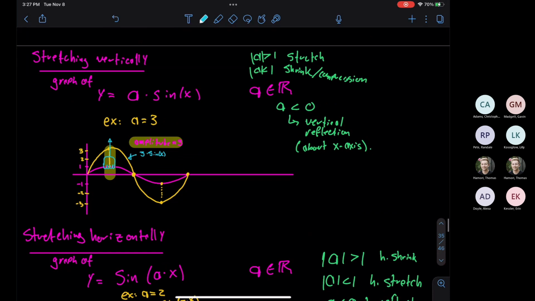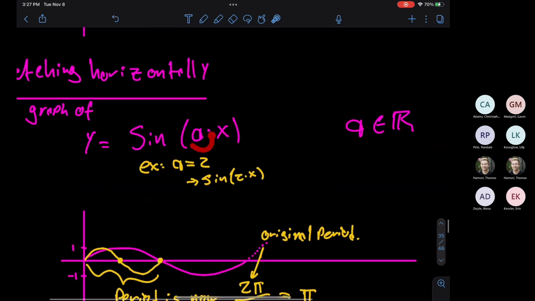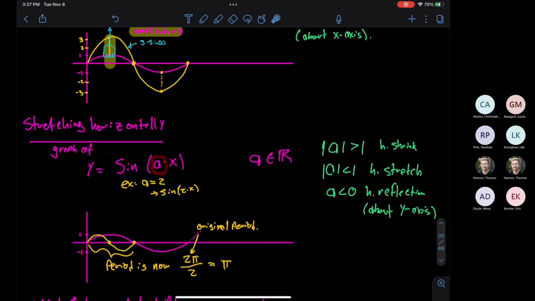All right, so that's stretching vertically. Stretching horizontally, what are we going to do? We're going to multiply by a number on the inside, but of course, if that number is bigger than 1, that's going to correspond to a horizontal shrink. And if it's less than 1, that'll correspond to a horizontal stretch.